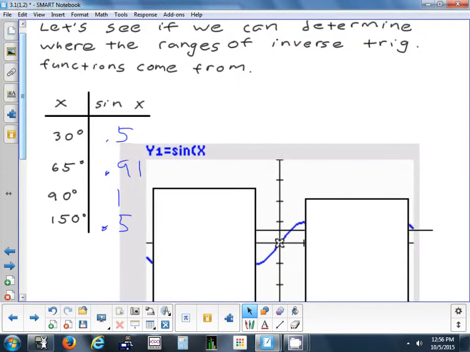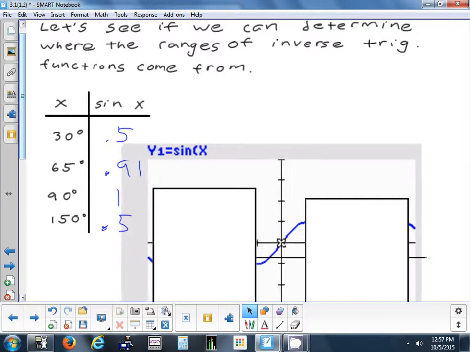Let's go a little bit more. Let's put it right about there. Now if I put a horizontal line, does it ever hit the graph more than once, no matter where I put it? You think, George? No. So when we answer questions about inverse sine, we're going to focus on just this part. We're going to ignore everything else. That way we're not going to get multiple answers.